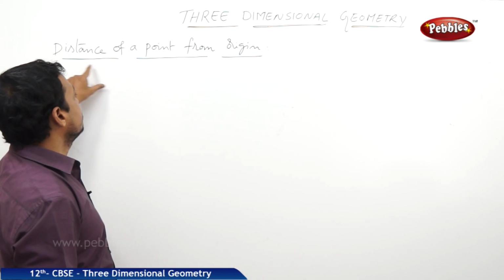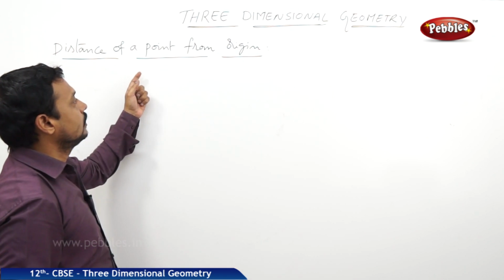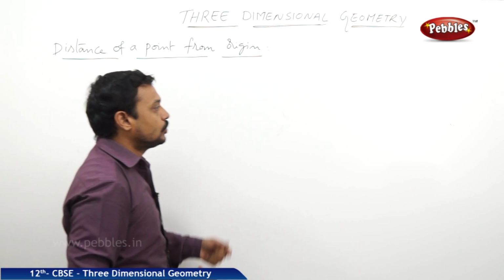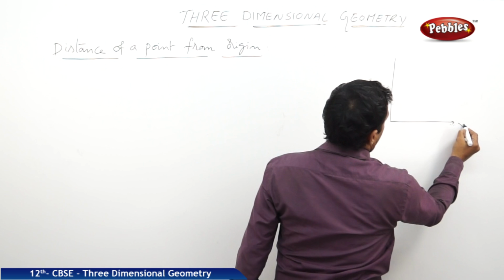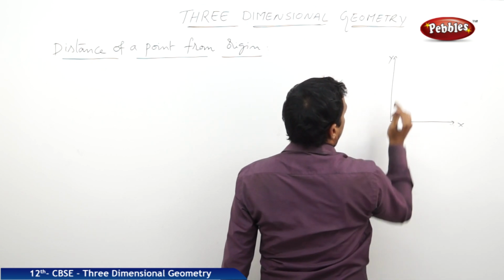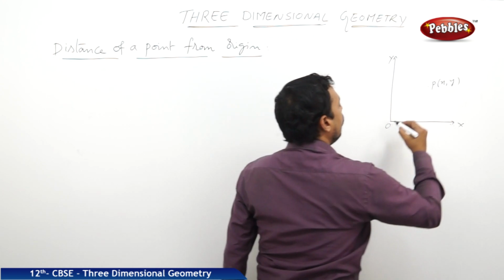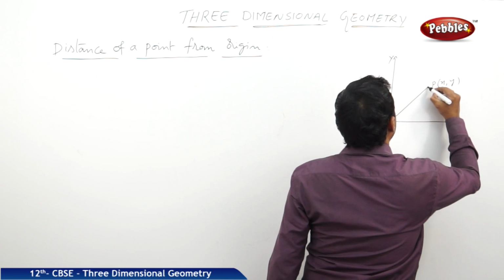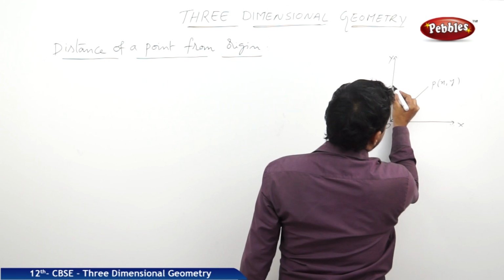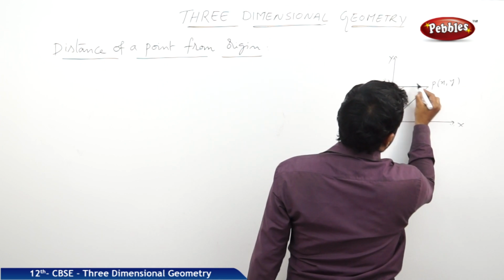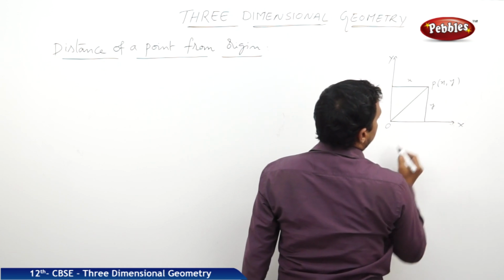Now, let us define the distance of a point from origin. So, what is the distance between a point to origin? In two-dimensional geometry, suppose it is x-axis, y-axis and origin, and P is a point whose coordinates are x comma y. Now, the distance from origin to that point is, this point is at x units distance from y-axis, so that it is x units, and y units distance from x-axis, so that it is y units.